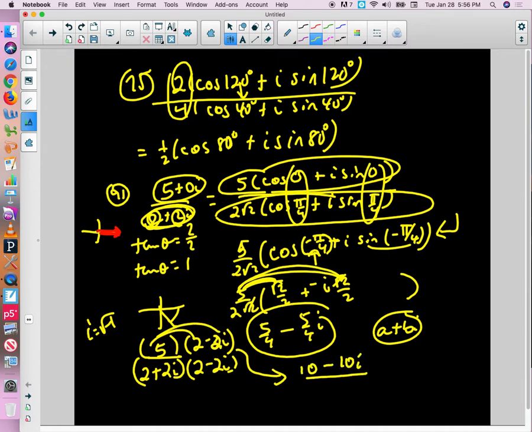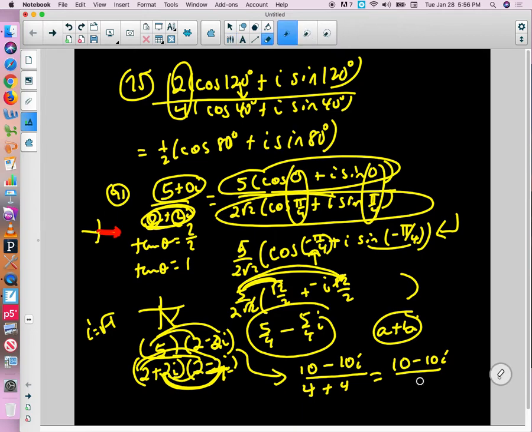On the bottom I have 4, these will cancel, and then I have minus 2i squared, so I get plus 4. I'm sorry, that's minus 4i squared right there. And so that gives me minus 4i squared, which is plus 4. So I have 10 minus 10i over 8. That means they both have a common denominator. They're both over 8.